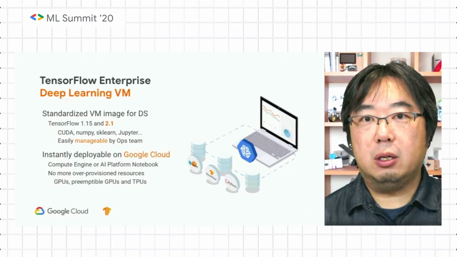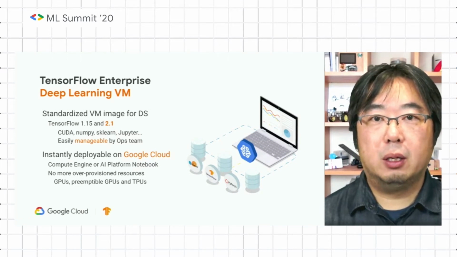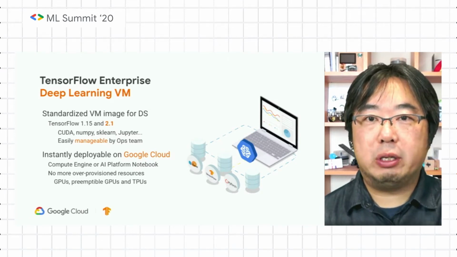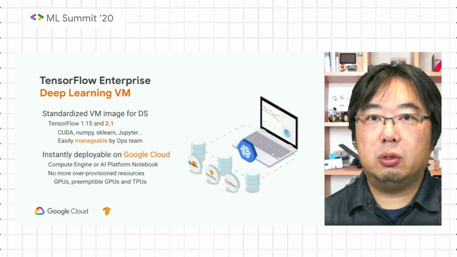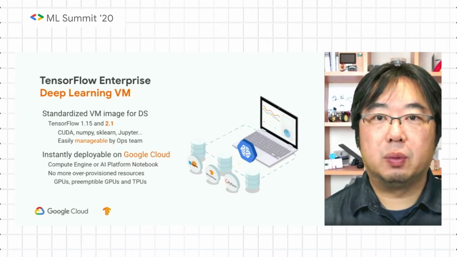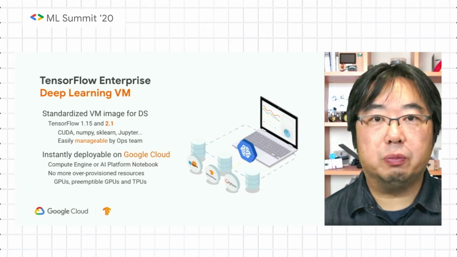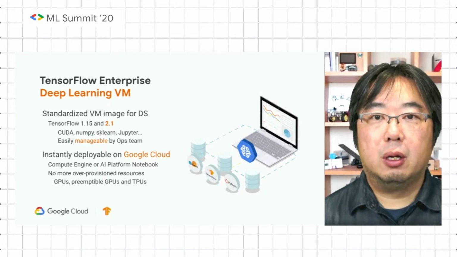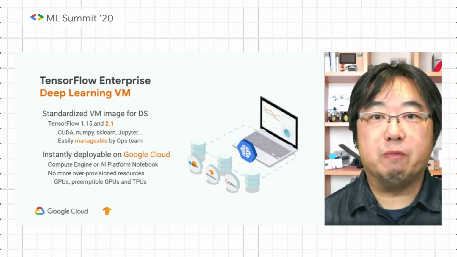And because it can be used as a standardized VM image for an enterprise, it can be easily managed and supported by the ops team, rather than supporting any arbitrary software stacks installed by the data scientists. Also, Deep Learning VM can be easily deployed with Google Cloud. It can be used as a VM with Compute Engine or AI Platform Notebooks and other computing platforms on Google Cloud. And because it's a cloud platform, you don't see any provisioning problems.